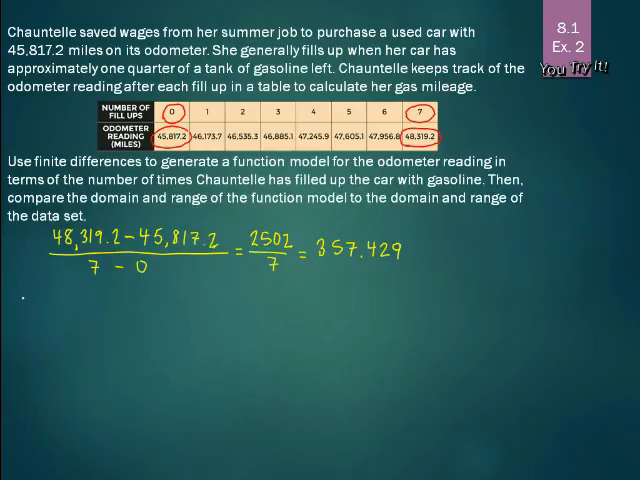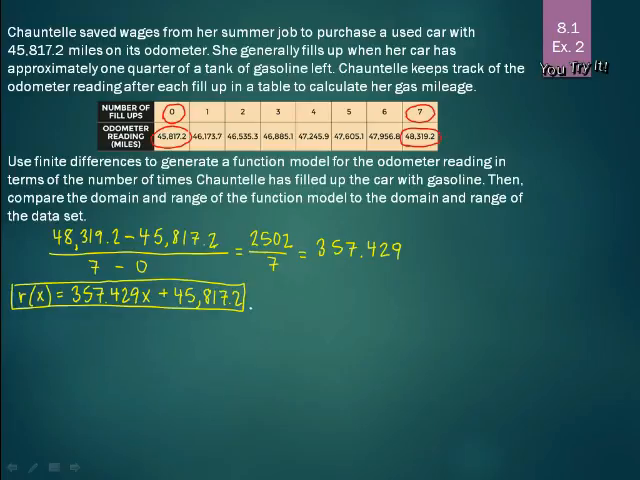So our function, we'll call it r of x, our odometer reading, and x will be the number of fill-ups. So r of x equals 357.429x, plus the y-intercept. When x is 0, our y-intercept is 45,817 and 2/10, which is also our first y value. And so there's our function.